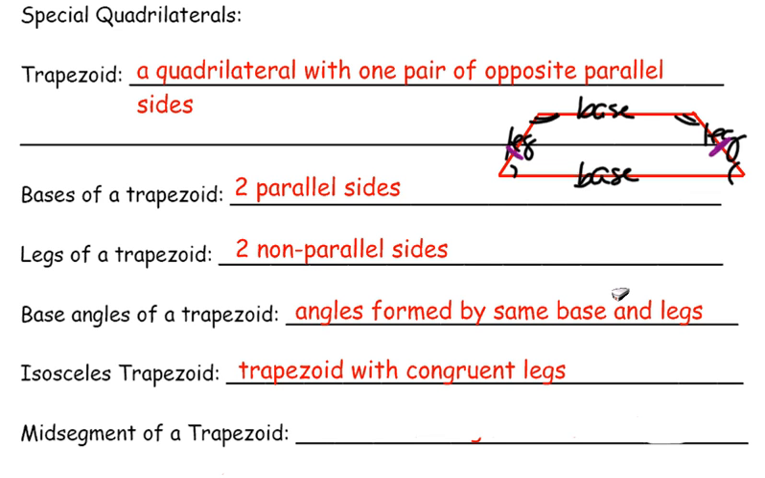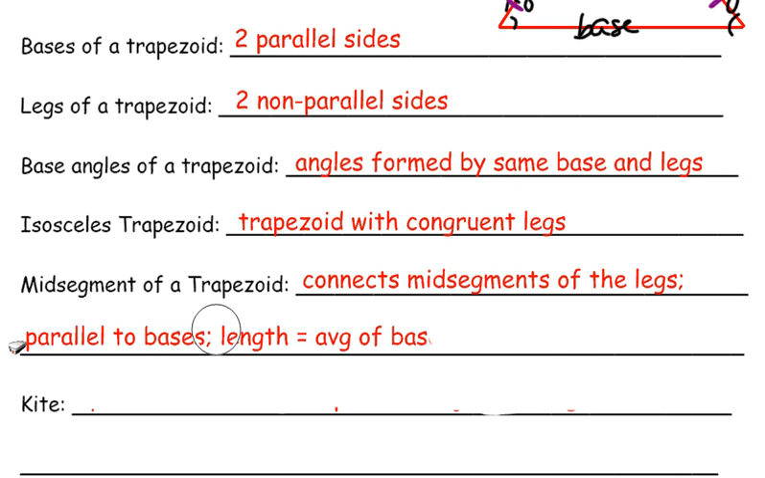Then a midsegment of a trapezoid is this black line that's drawn right here. It connects the midpoints of the legs. We will learn how you find the midsegment of a trapezoid a little bit later on. Oh, I lied, there's more. It's parallel to the bases, and the length of it equals the average of the bases. So you add the two bases together, divide by 2, and that gives you the length of the midsegment.